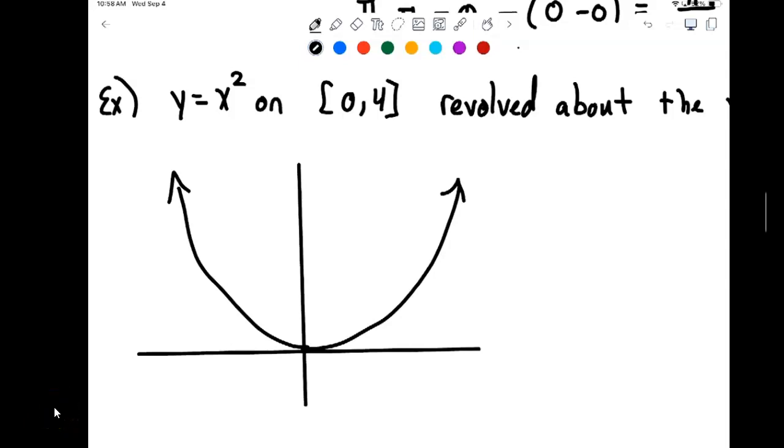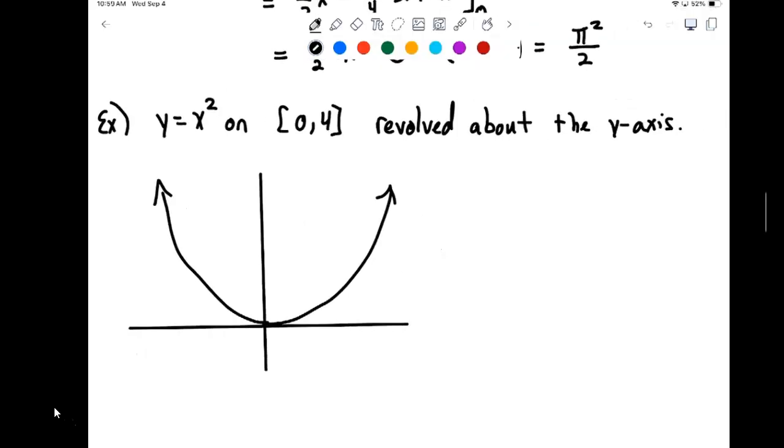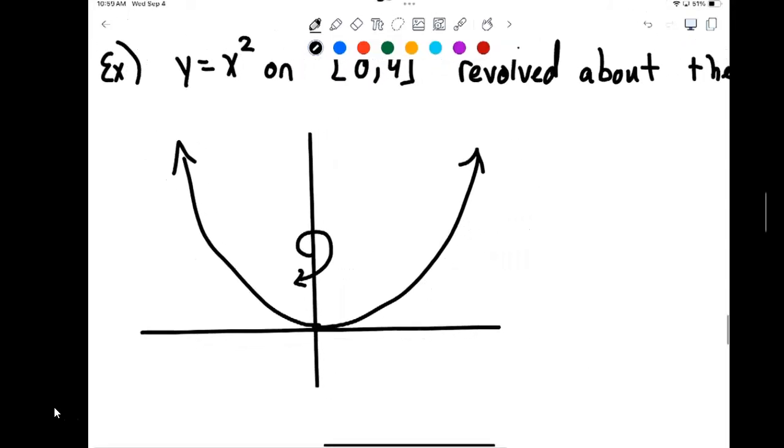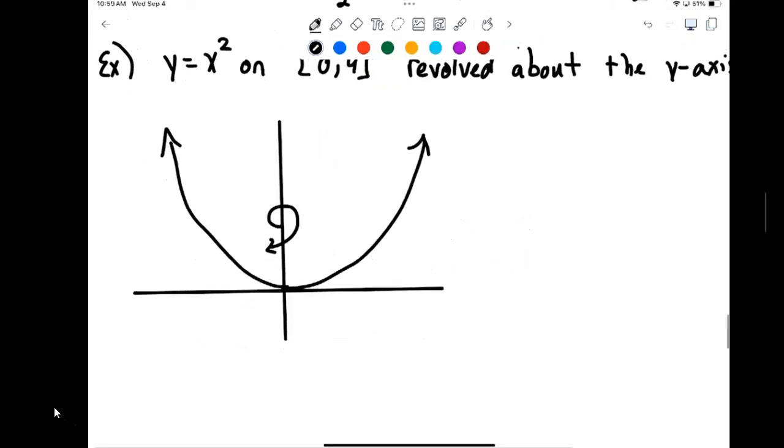Okay, so in this problem we're taking the y equals x squared graph, but this time we're revolving it about the y-axis as opposed to the x-axis. So that's going to generate a different shape for us when we do it that way. Because what we'd have gotten if we revolved about the x is that weird horn shape.